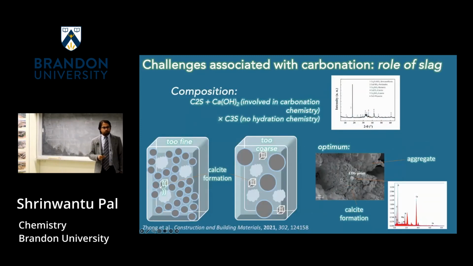Once we had those controlled, we were able to reach the right point where the calcium carbonate crystals that were formed inside were not too big and not too small, just right. Because if they're too coarse, they don't connect the different components of the concrete block together. If they're too fine, then they don't connect to each other either. So the right optimum calcite crystal size is critical for the good strength of the concrete.